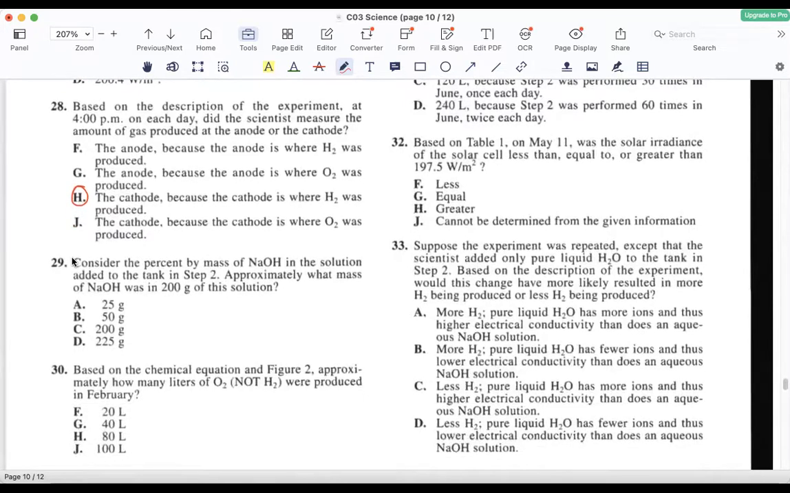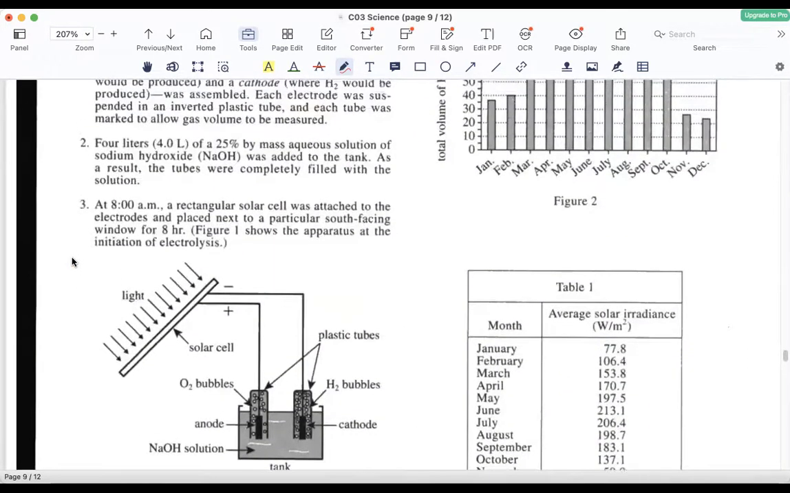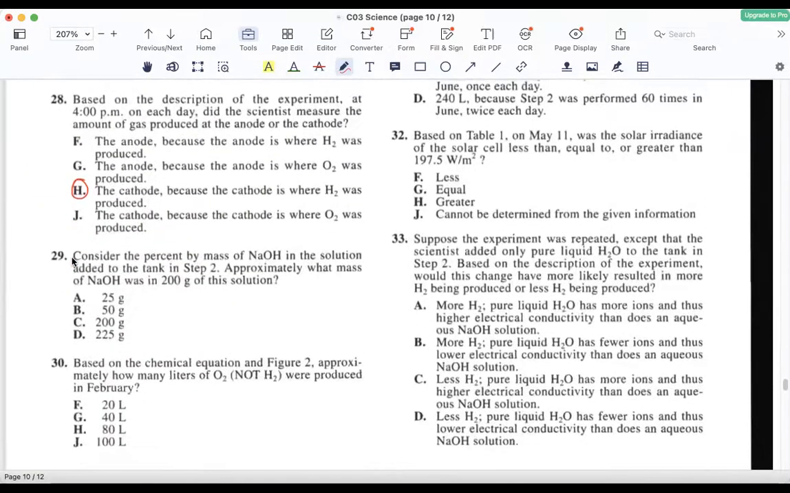Consider the percent by mass of sodium hydroxide in the solution added to the tank in step 2. Approximately what mass of sodium hydroxide was in 200 grams of solution? 25% by mass. So 200 grams would be 50, 1/4.